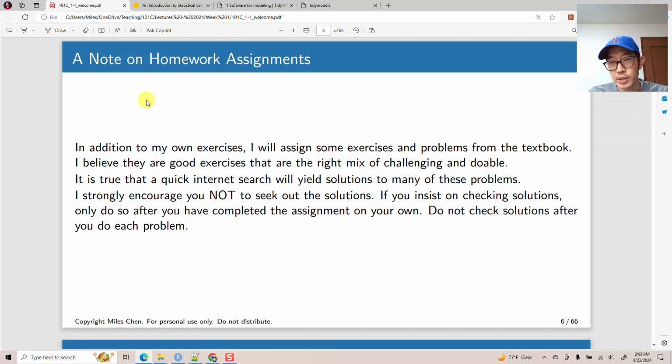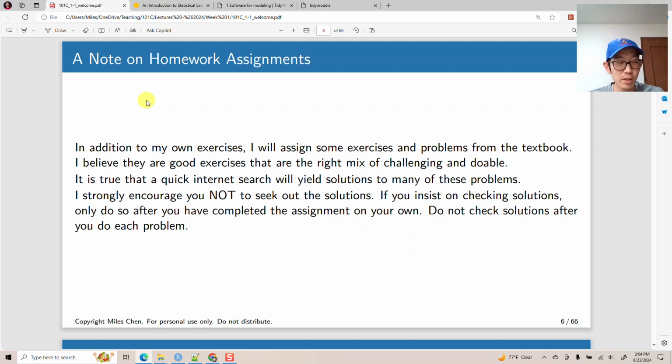Okay, so in the homework section, I have the first homework assignment posted. I'm going to assign exercises and problems from the textbook. I think they are pretty good exercises, a good mix of challenging and doable. And because they're coming from the textbook, you can find solutions to these exercises on the internet. But I strongly encourage you not to look up those solutions, okay? And to work through them yourself.